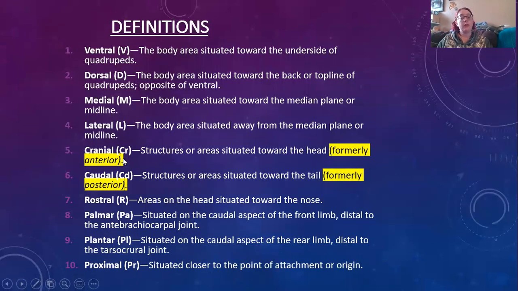One thing to note though is cranial and caudal. Cranial formerly was anterior, caudal was formerly posterior. So please keep in mind that we may still have some members of the veterinary team that use this language, and it's not wrong, it's just what they've been getting away from over time.